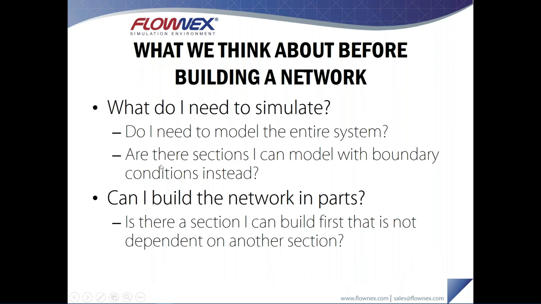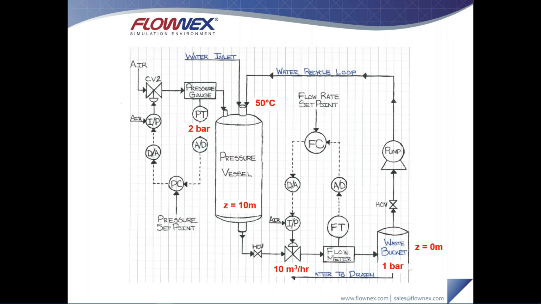Are there any sections that we can model with boundary conditions instead? Are there any points in here where we don't really need the detail of what is controlling that pressure? We can actually just replace it with a pressure boundary. If we're designing for the steady state operation, then we can assume the control system that's trying to control this pressure, for example, is operating well. If it isn't operating well, we can simply vary our pressure boundary to simulate any miscontrol or any error in the control system.